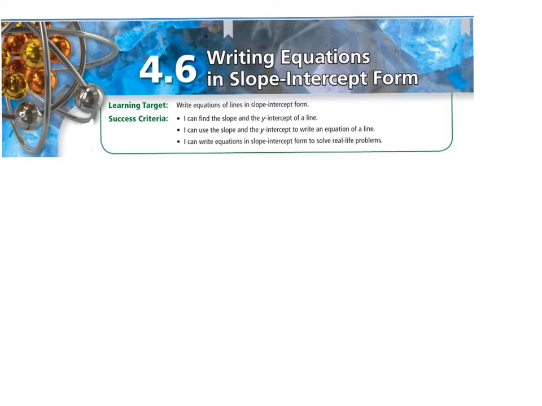So the criteria is we're going to be able to write equations, okay? So we're not just given an equation, we need to write them. I believe that we've done that already in the other section, but we want to be able to find the slope and the y-intercept of a line. So we kind of need to know what that means. And you're going to be able to use the slope and y-intercept to write that equation. So again, y equals mx plus b, where m is my slope, b is my y-intercept.